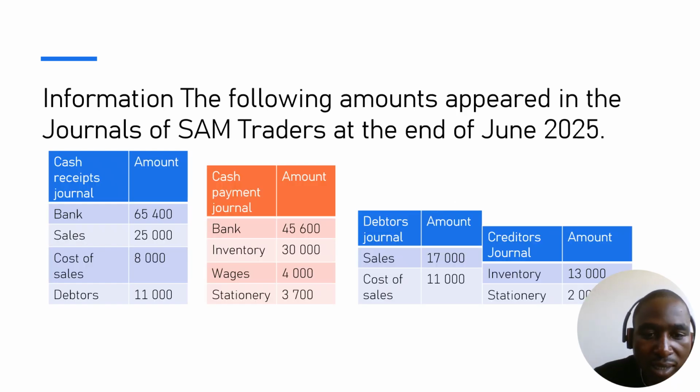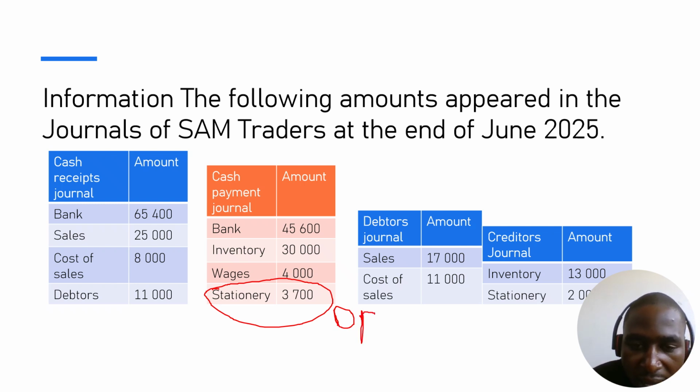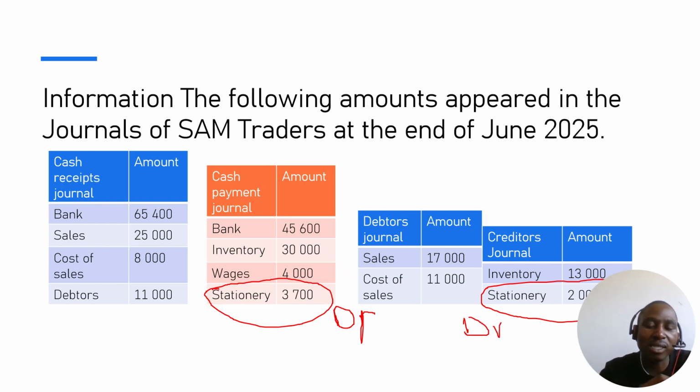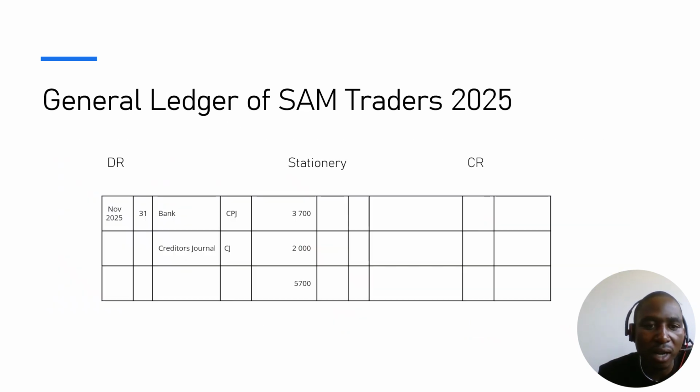Now let's go and look at the stationery in the CPJ and the creditors journal. There is stationery that we purchased on cash in the CPJ, 3,700. So that is going to go to the debit side of our stationery. And there is stationery that we have purchased on credit for 2,000, and that is also going to go to the debit side of our stationery. Since we are purchasing stationery, it means we are increasing our stationery, and stationery increases on the debit side. Now let's go and write on the debit side of our stationery.